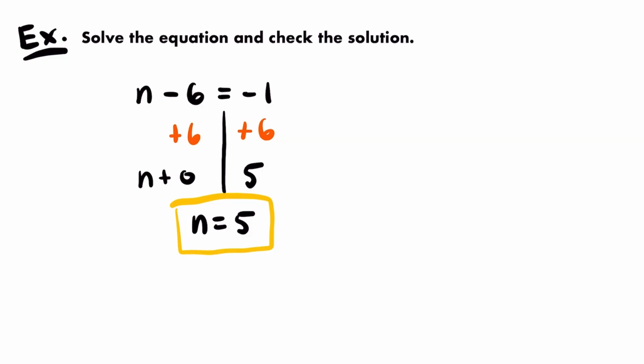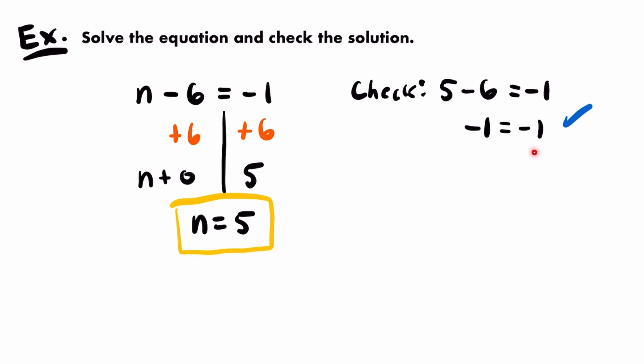But let's check it. Let's make sure that our work is correct and that 5 really is the solution. We want to plug 5 in for n and see what we get. So we'll have 5 minus 6 equals negative 1, and 5 minus 6 is negative 1. 6 is 1 bigger than 5, so if you subtract 6 from 5, you do get negative 1. So our equation is negative 1 equals negative 1, which is a true statement. 5 is the solution to this equation. When n is equal to 5, the equation is true.